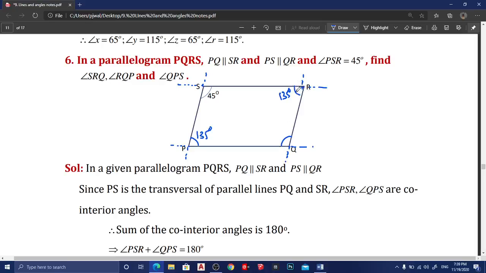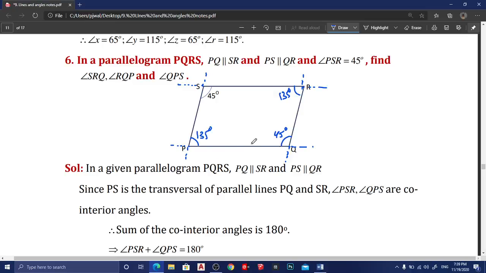One of the angles you know, and these two angles are co-interior angles. The sum of the co-interior angles is 180 degrees. So one of the angles you know is 135 degrees. By subtracting this from 180, you will get again 45 degrees. So now you know all the angles.